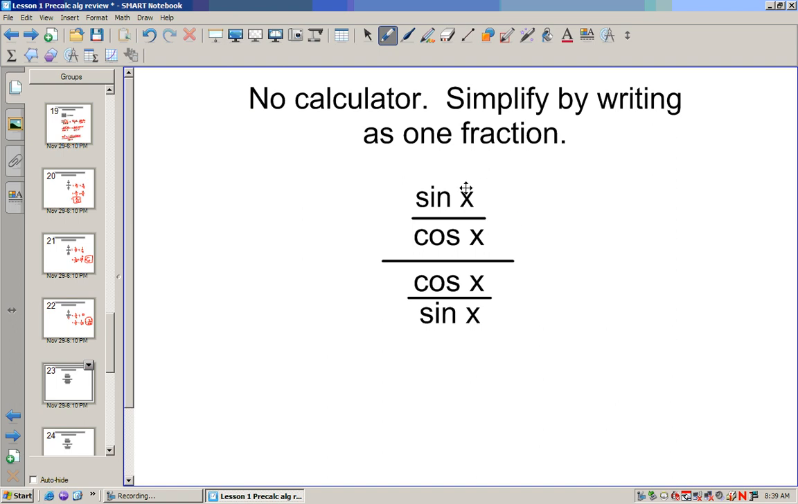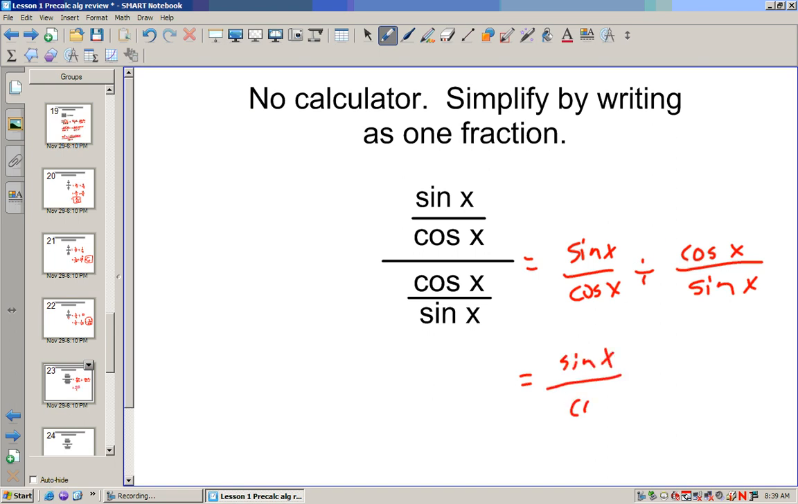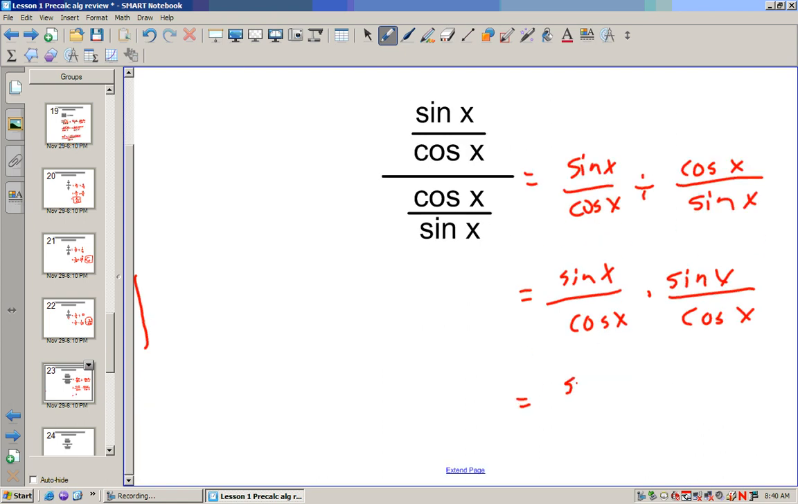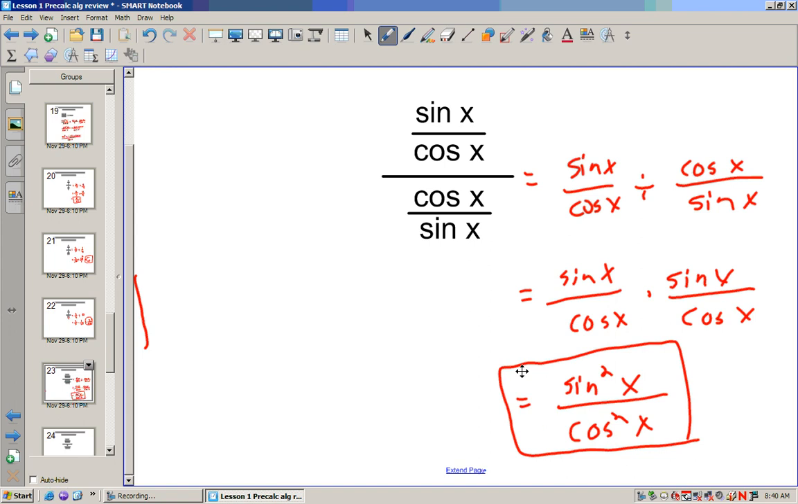Alright, now we get into trigonometric ratios. Sine x over cosine x divided by cosine of x over sine x. Now, the division, what we do is we flip the second one, so we multiply by a reciprocal. And by doing that, sine x times sine x is sine squared x. Cosine times cosine is cosine squared x. And that is as simplified as we can get right now.